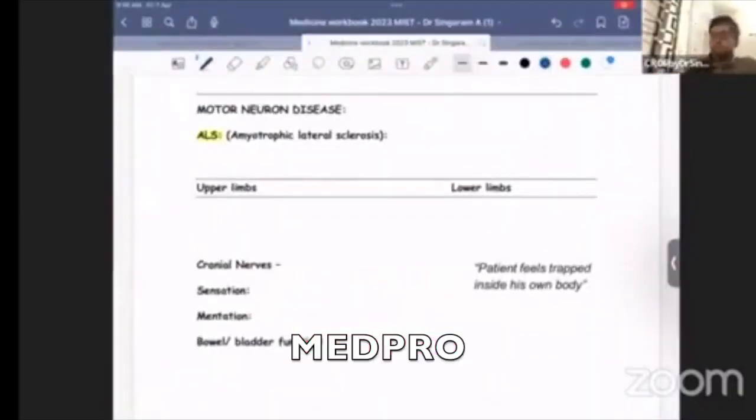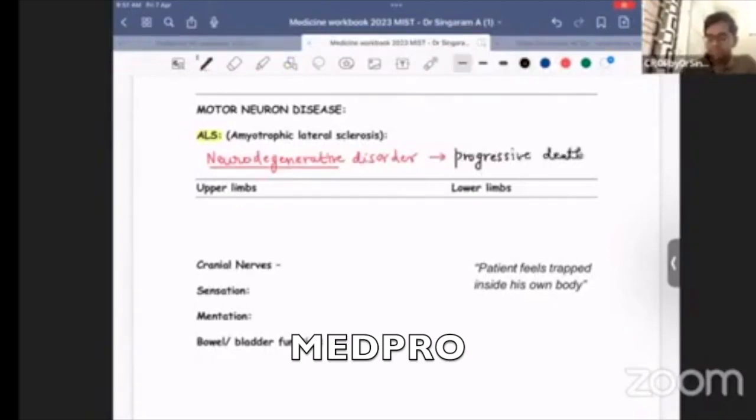So what is this condition first of all? Amyotrophic lateral sclerosis is a neurodegenerative disorder. Yesterday I told you about so many neurodegenerative disorders, like Alzheimer's disease and Parkinson's disease. This is a neurodegenerative disorder characterized by progressive death of neurons. The point to be noted is that only motor neurons are affected. Sensory neurons and others are not affected. It is the motor neurons which are affected.